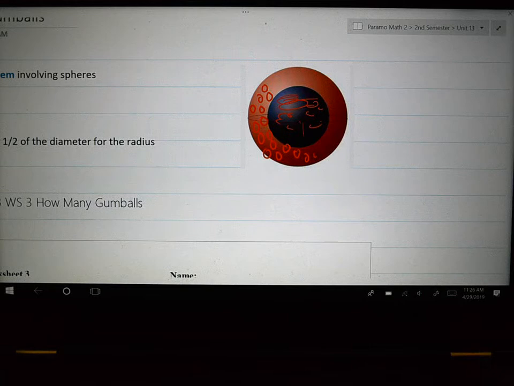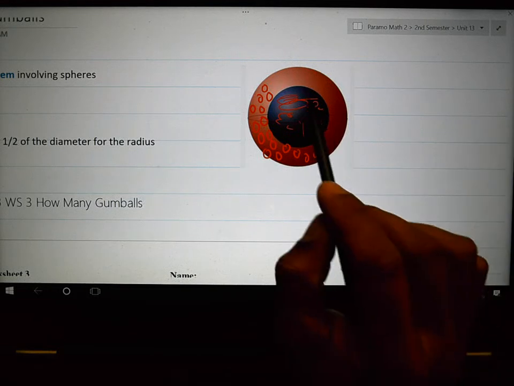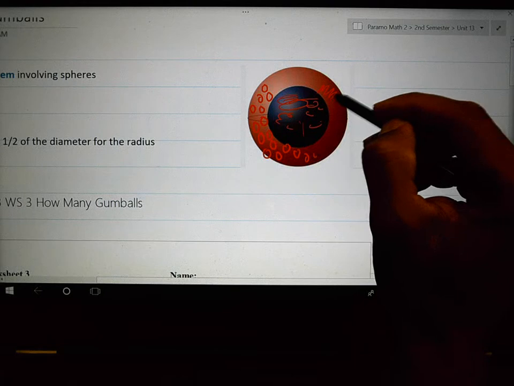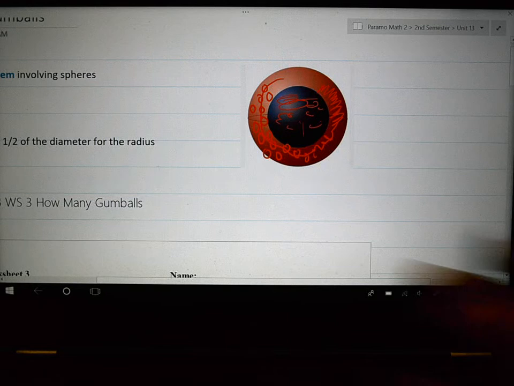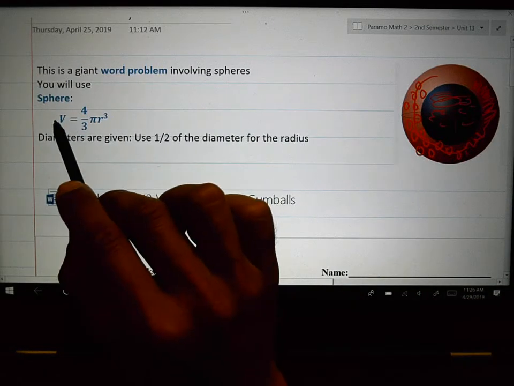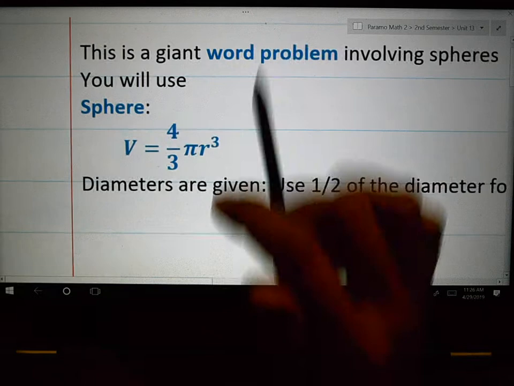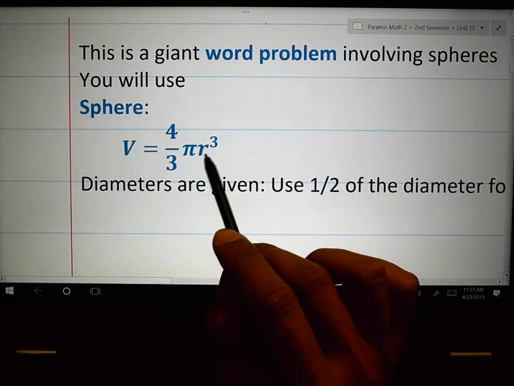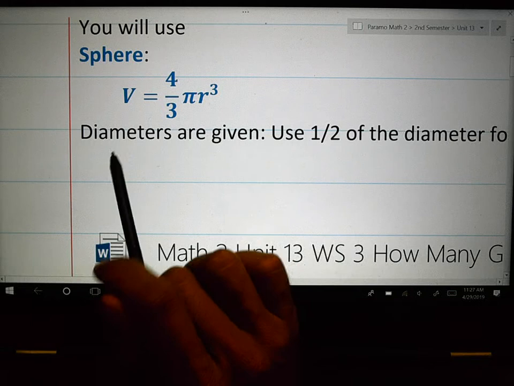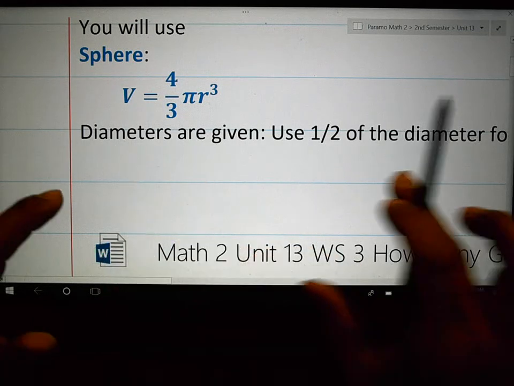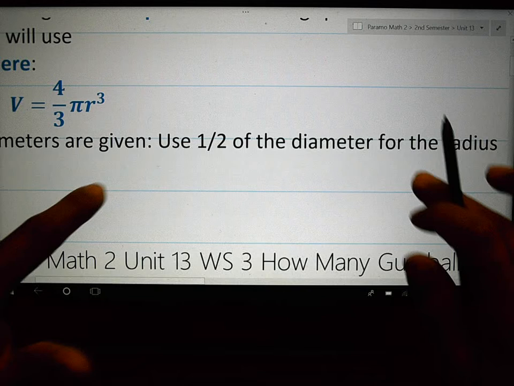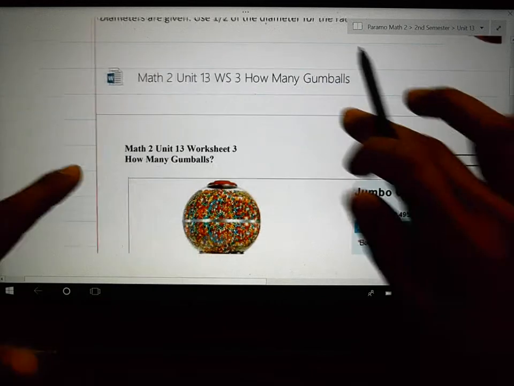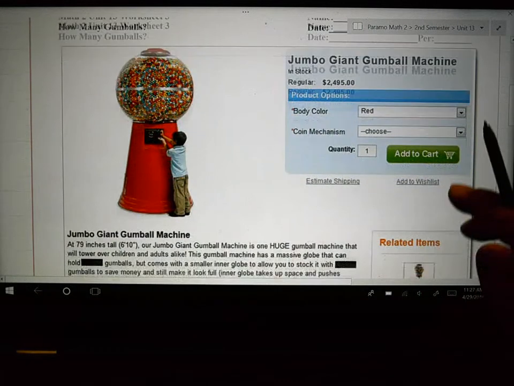Okay, so there's an inner globe and an outer globe. And so you're going to have to do a lot of math to figure out, well, what's the available volume or space between this globe and that globe? You are going to be using the sphere formula, which we learned last time, as volume is 4/3 pi r cubed. They also give you diameters. If diameters are given, you're going to have to use half the diameter to figure out what the radius is. And you don't just use this formula once, you got to use it like 3 times, so keep that in mind. Okay? So let me highlight some things for you before I give you some time to start it.